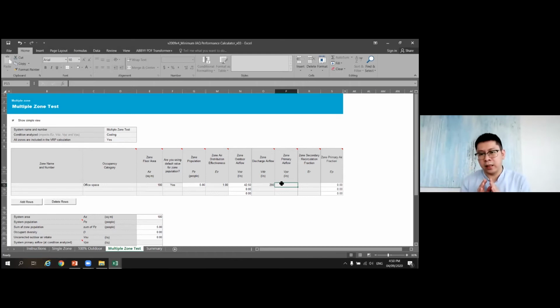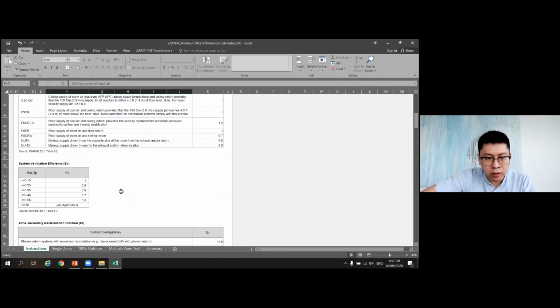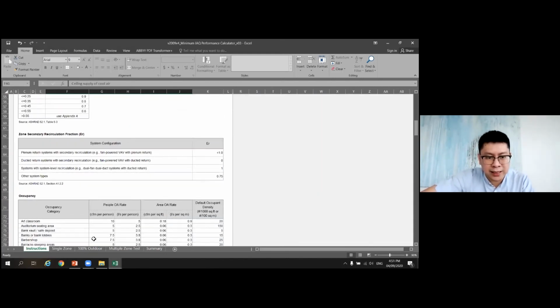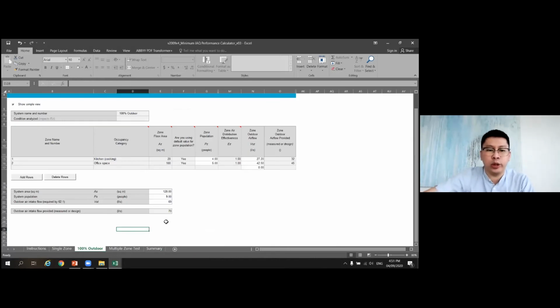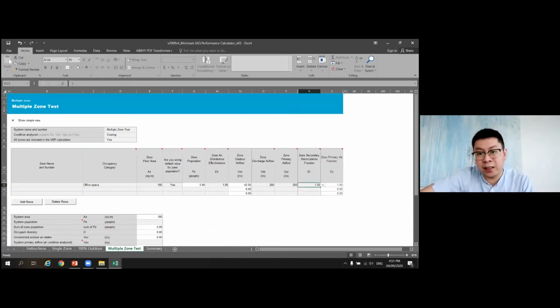In this case, I supply 200 into my zone. So I don't have secondary recirculation. So my primary airflow is the same as my total supply air. In this case, it's 200. You put the zone primary airflow and the zone discharge airflow the same. So it doesn't matter what your Er is. This Er is your recirculation fraction if you have a recirculation. If you want to know more about Er, you can go to instruction. There's quite an extensive explanation on what Er is. Er is more like how you recirculate your secondary zone. So in this case, it doesn't matter, just put any number.